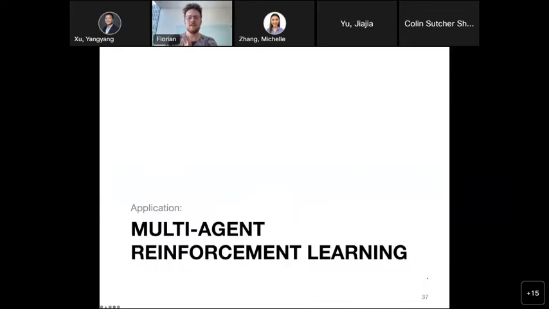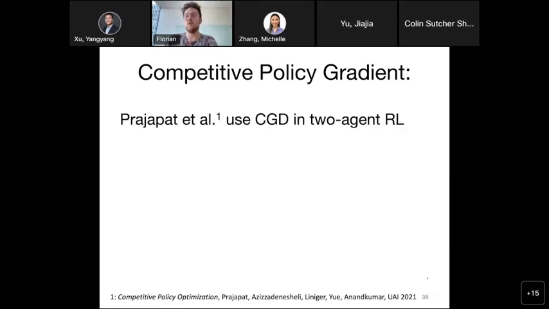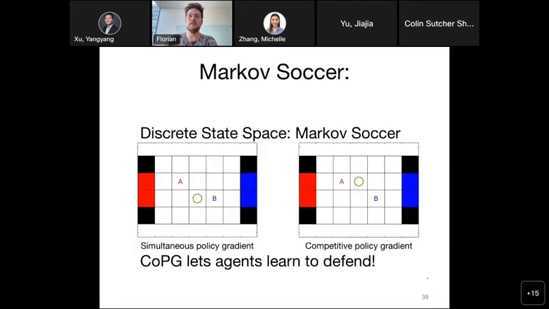And finally, the last application I want to mention is by Manish Prajapat and his collaborators, where they extend this to policy gradient. What they observe is that when training agents with a CGD version of policy gradient instead of ordinary policy gradient, the competitively trained agent ends up doing better at playing the game. In particular, it learns more subtle behavior, like defending against an attacker in this Markov soccer game.